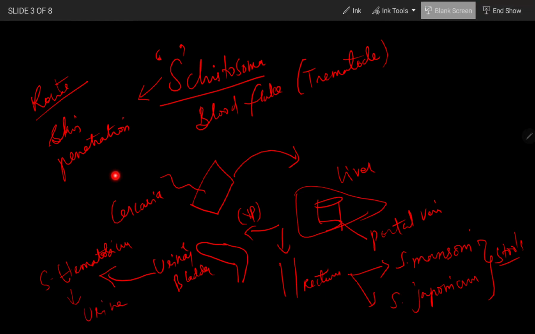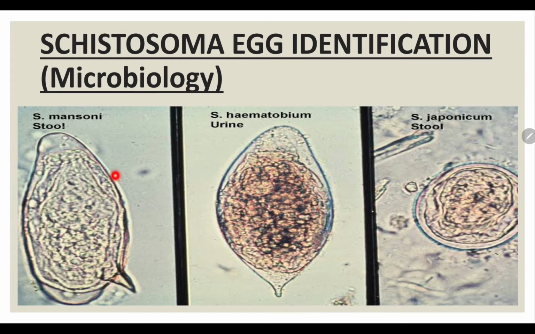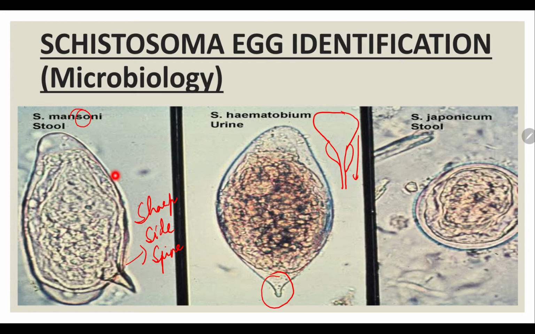Now let us see the identification. Schistosoma mansoni has S in the name, so it is a sharp side spine. Schistosoma haematobium comes from the bladder and reaches the urethra, like an up-down direction. Let us think again: it is the apical spine that we appreciate in the egg of Schistosoma haematobium.